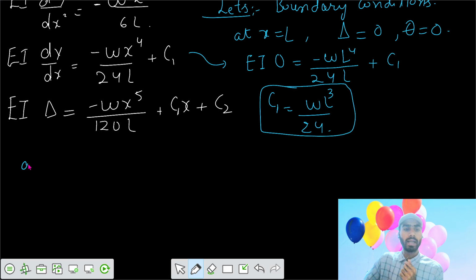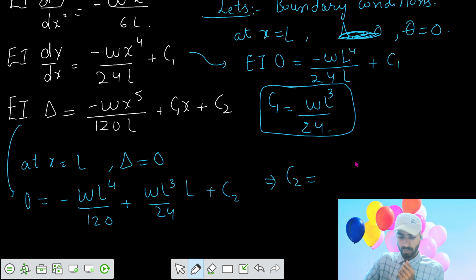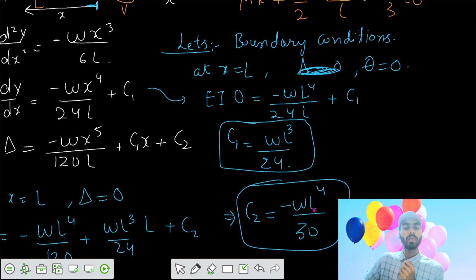Similarly, we know that at x equals L, the deflection at L is also 0 because the support is there, fixed support. So we can write in this equation that 0 equals minus WL to the power 4 by 120 plus your C1, which was WL to the power 3 by 24, into L plus C2. So your value of C2 comes out to be minus WL to the power 4 by 30. So we got these two constants.